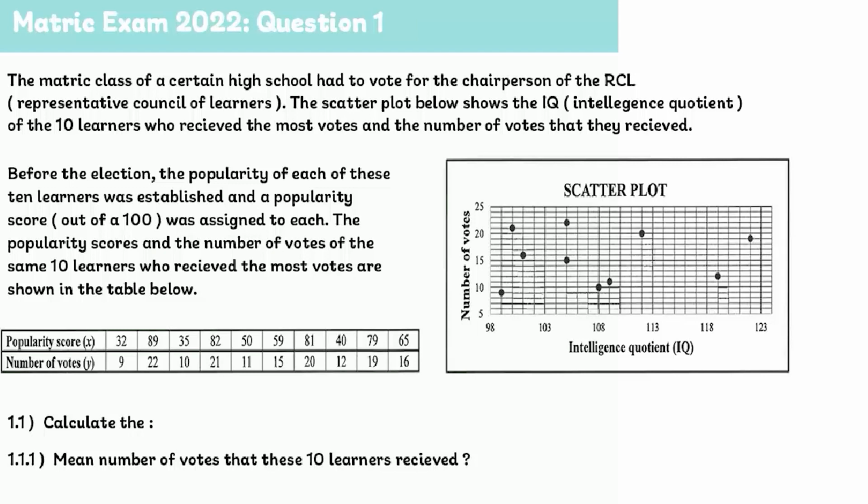So we can do this two ways. We can take the number of votes, which is the bottom part of the table, so the one with the Y. We can add it all up and then divide it by 10, the number of learners who participated, or we can punch it into our calculator. Most of question 1 is all around your understanding of stats and how to use your calculator.